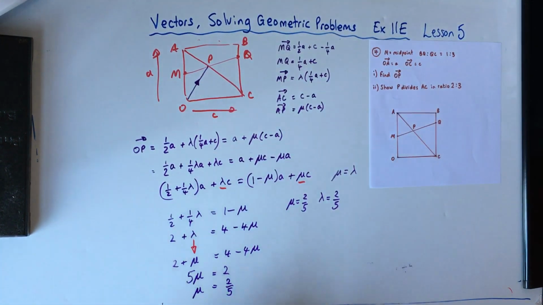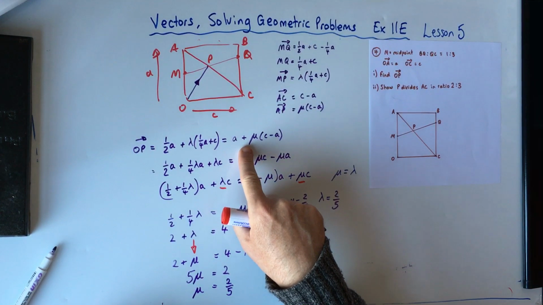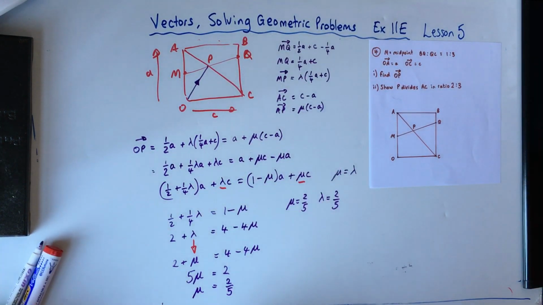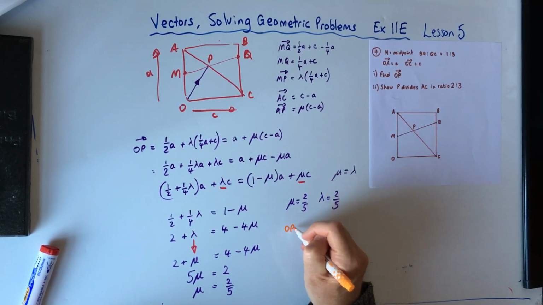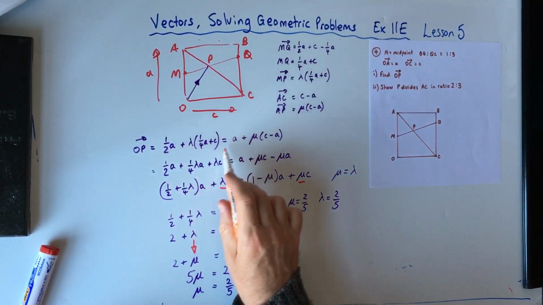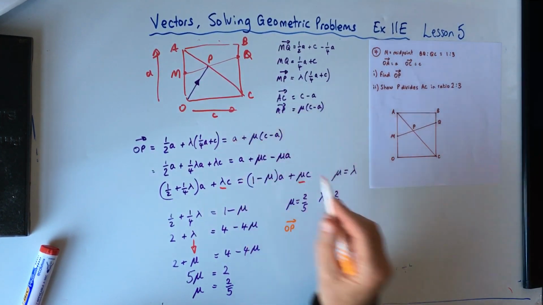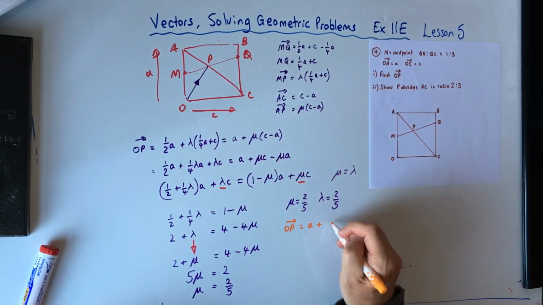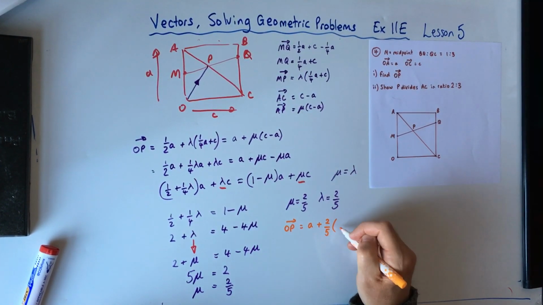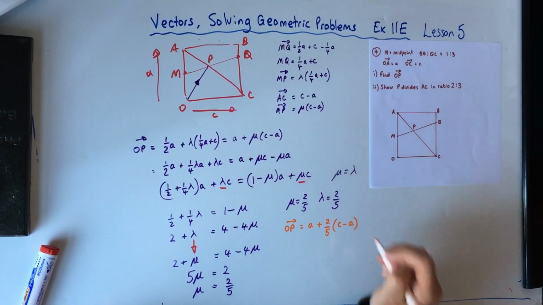So can we find OP now? We can find OP. We can use either one we want. This one looks the simplest. So OP, let's get a nice different colour. Getting excited now, getting to the end. Let's go with orange. Okay, so OP, let's pick one of the OPs. Bit of a mouthful that one. This version of OP is A plus, now mu is 2/5, 2/5 of C minus A.